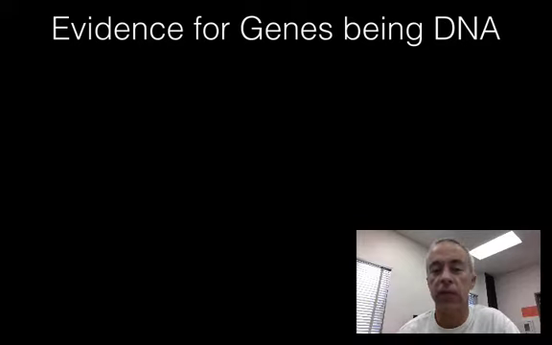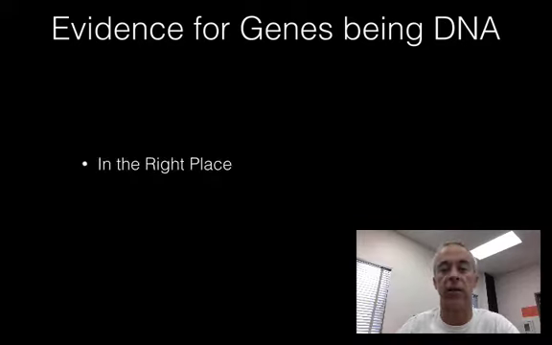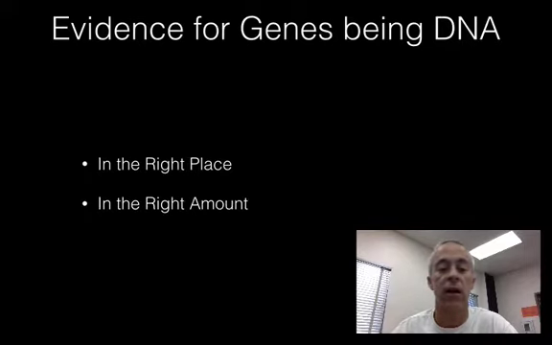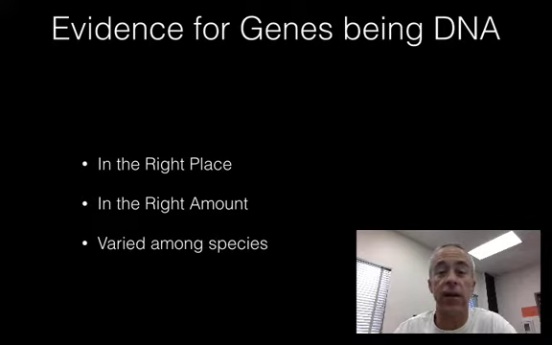And there were three really crucial pieces of evidence to point towards DNA being this molecule of inheritance. Number one, it was always found in the right place. All cells that they looked at had DNA, and it was generally found in the same location. It was always found in the right amounts. Different species have different amounts of DNA. And then it varied in the content from species to species. So these were three really important distinctions that pointed towards DNA being the molecule of inheritance.